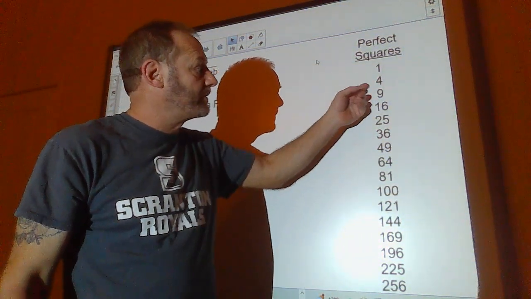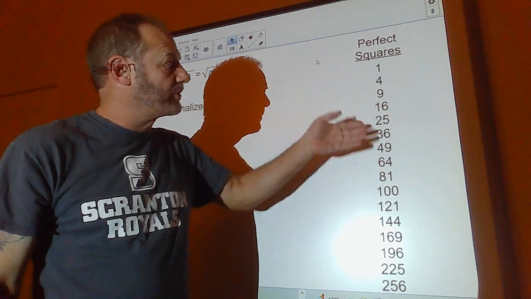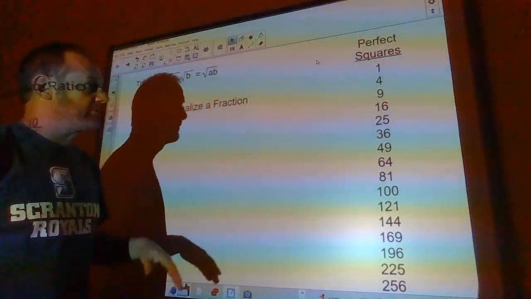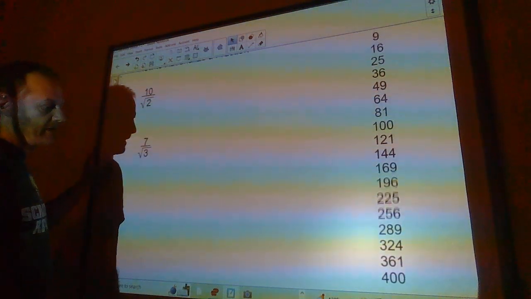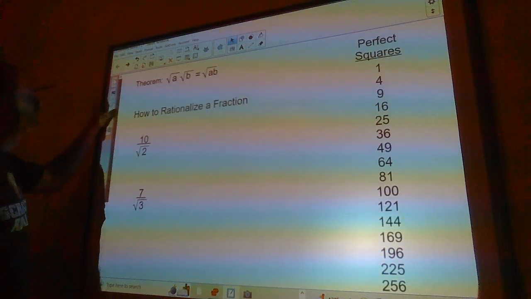So 1 squared is 1, 2 squared is 4, 3 squared is 9, 4 squared is 16, and so on. Okay, so here's all your perfect squares. I think it goes down to 400 on here. Yeah, so it's your first 20 perfect squares.